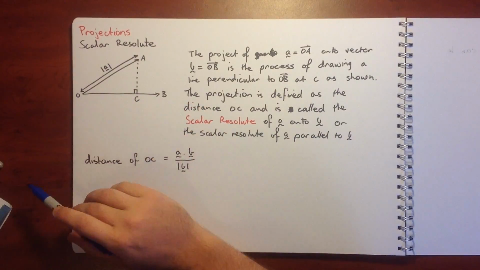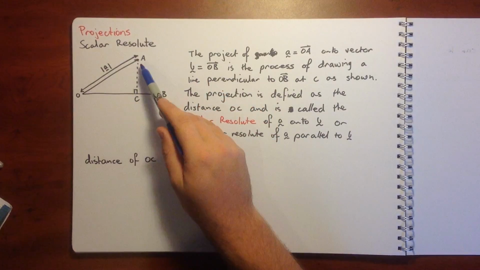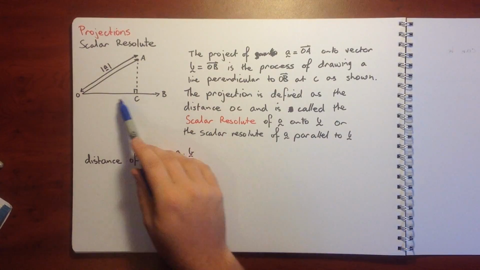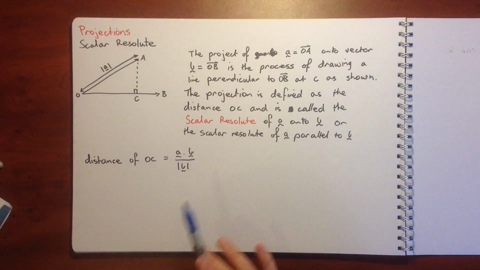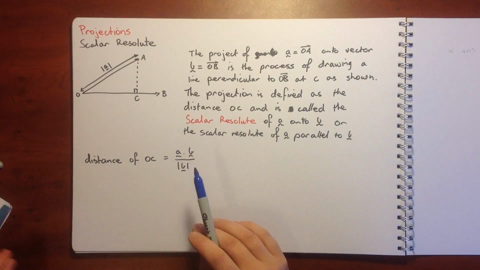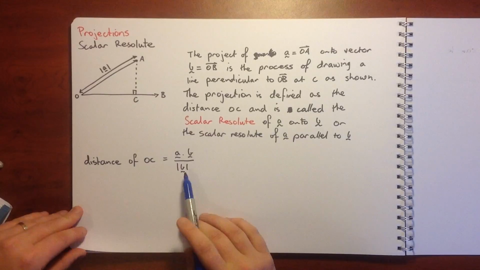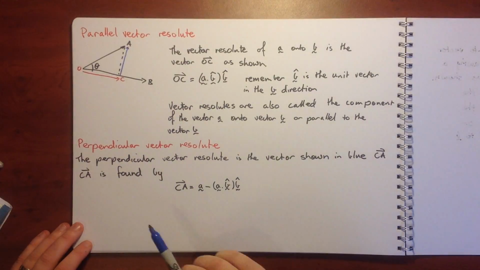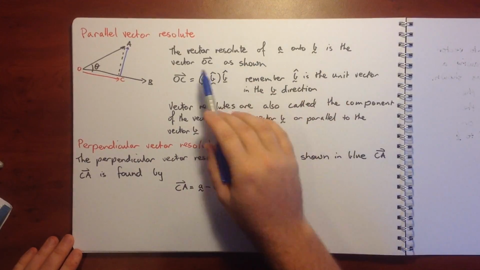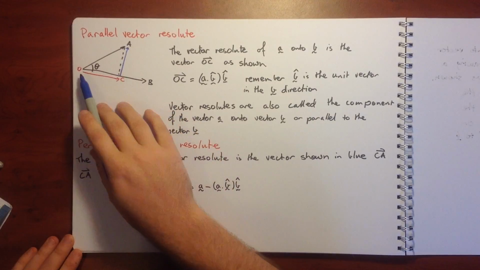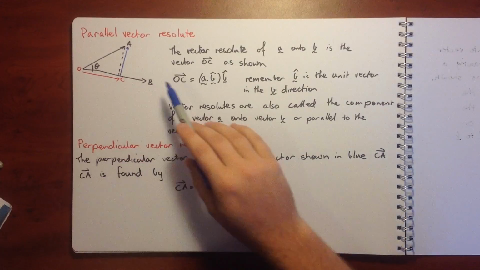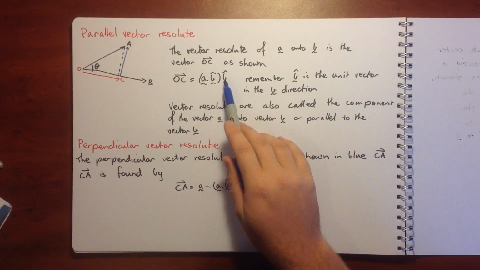Basically what we're really saying is, let's break this vector into its components, where one is parallel to this vector and the other is at right angles. So we're going to find the distance OC by A dot B over the magnitude of B. Now the parallel vector resolute. The vector resolute of A onto B is the vector OC, so it's actually our vector, not just our distance. As shown, OC is going to equal A dot B hat times B hat.